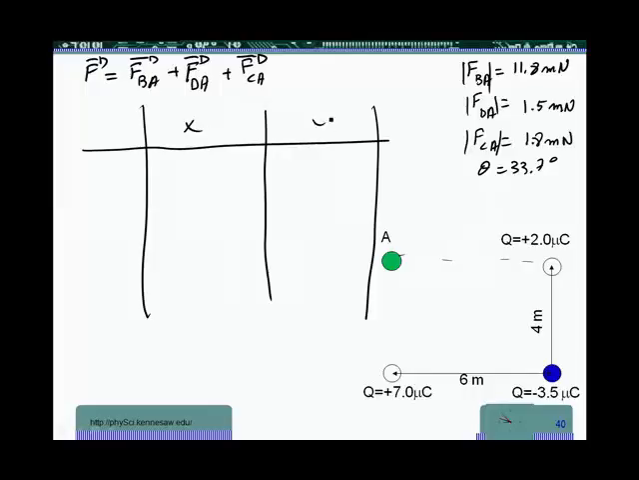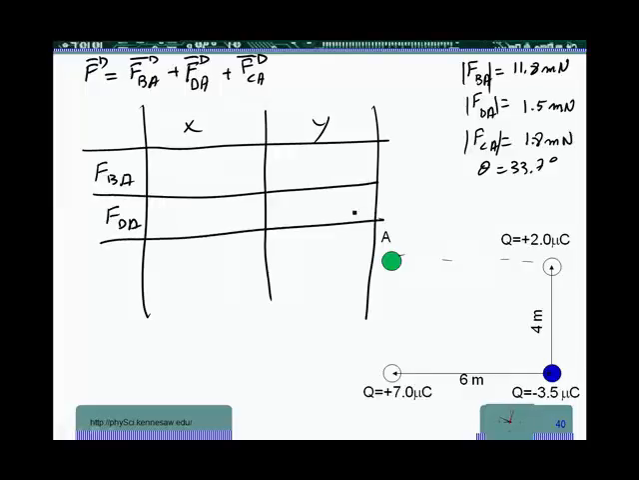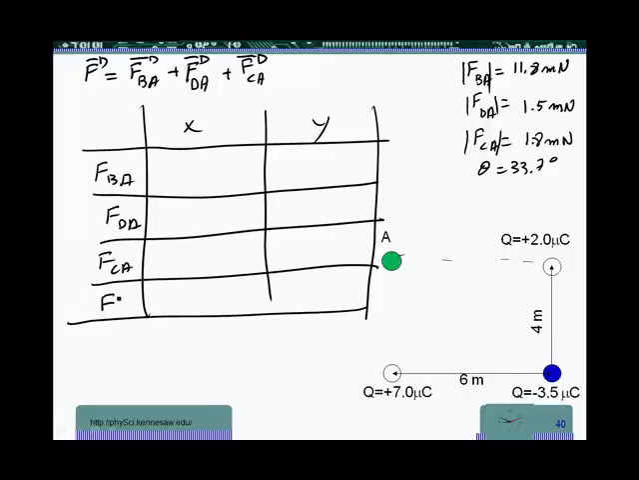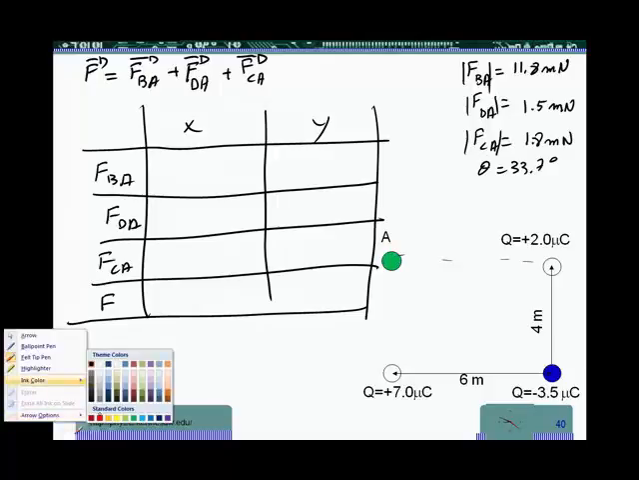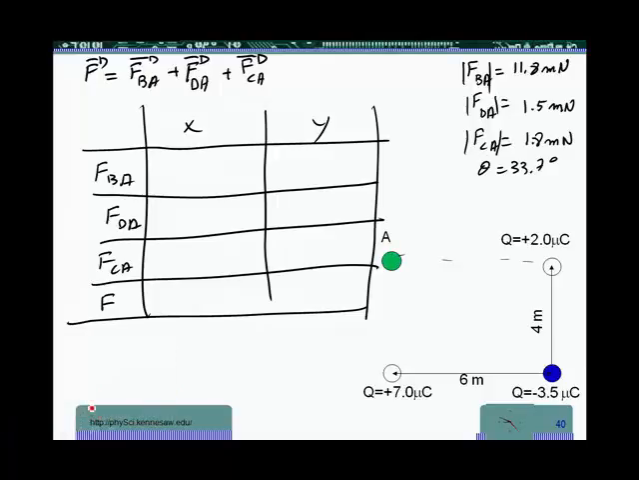This is the X component, this is the Y component, and then FBA, FDA, and then FCA, and here I'm going to have my overall force. Okay, now the diagram. I probably used up a little bit of space that I should not have, but let me change the color so I can get around that.